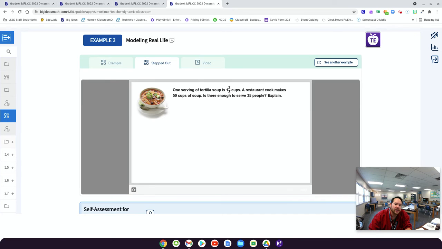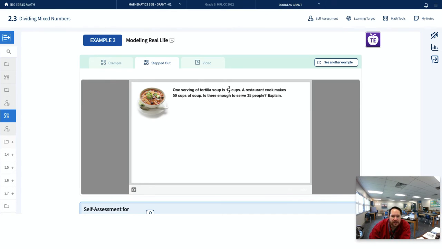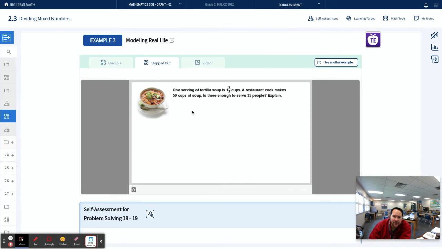So here's one. You have a serving of tortilla soup. It's 1 2/3 cups per serving. A restaurant cook makes 50 cups of soup. Is that enough to serve 35 people? All right, so what operation will we be doing to solve this problem? Well, if you looked up at the title, you'd realize, oh, it's division. We have to divide. So we're going to do 50 divided by 1 2/3, and we have to see, is that more than 35 or is it not more than 35?